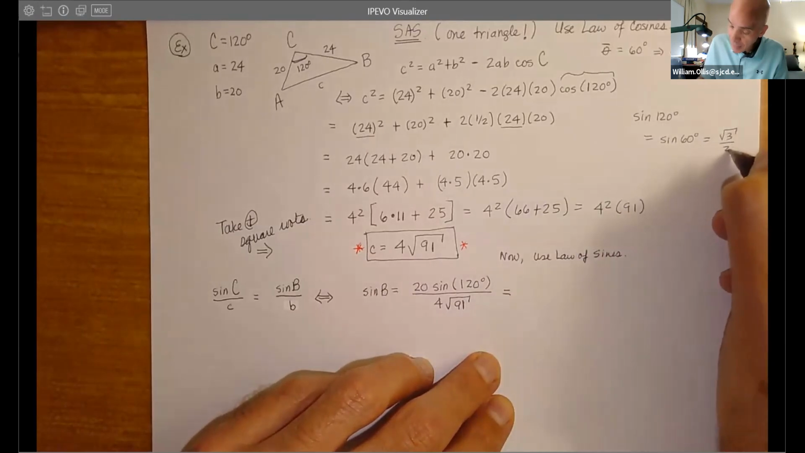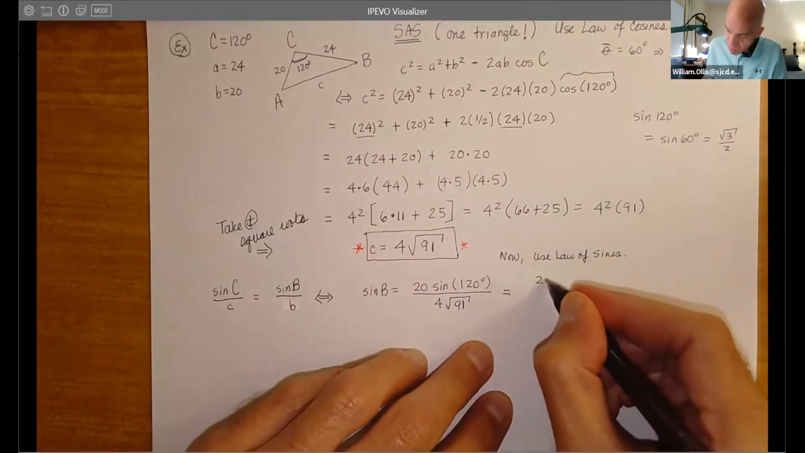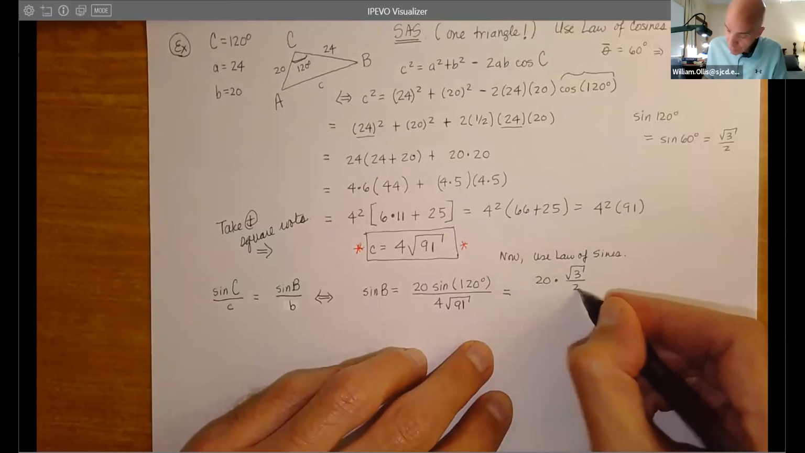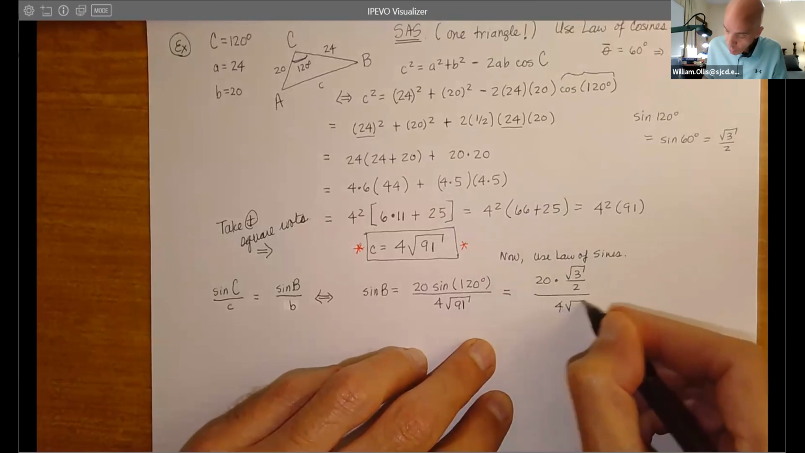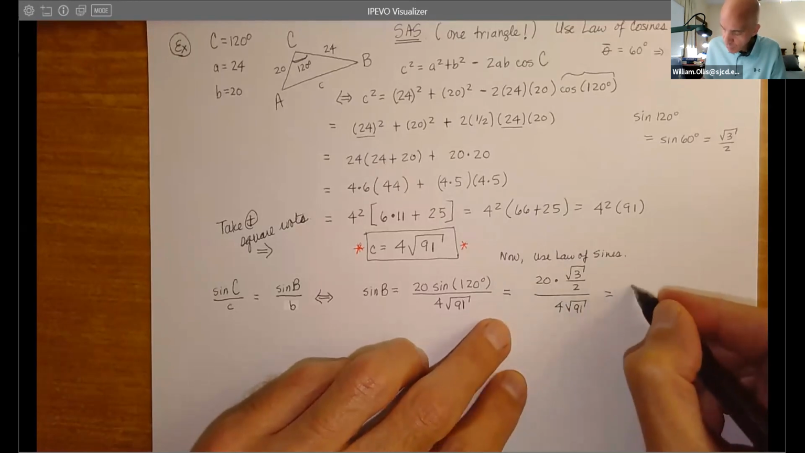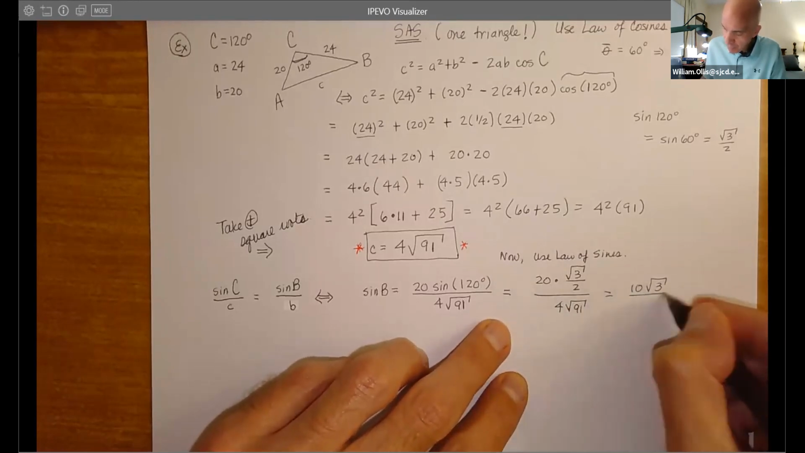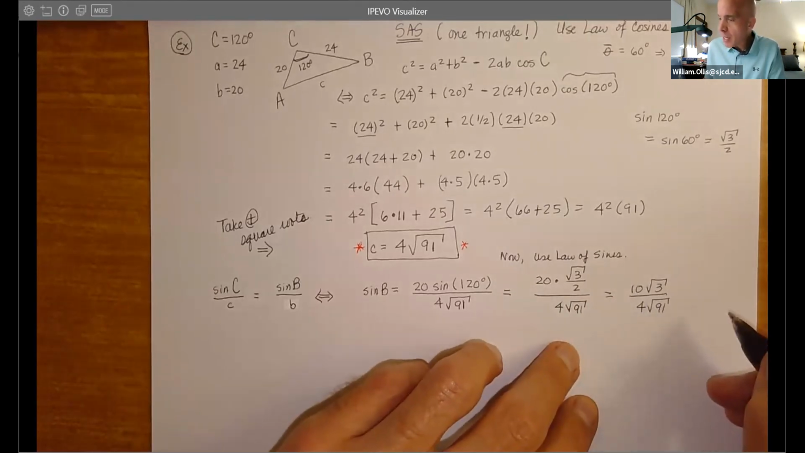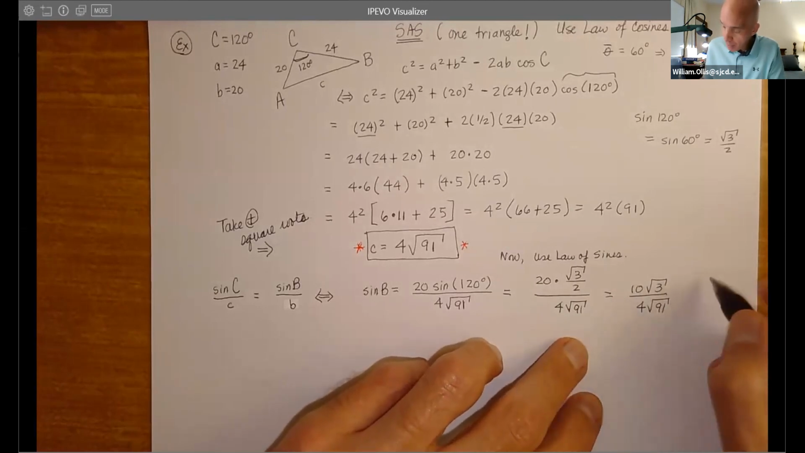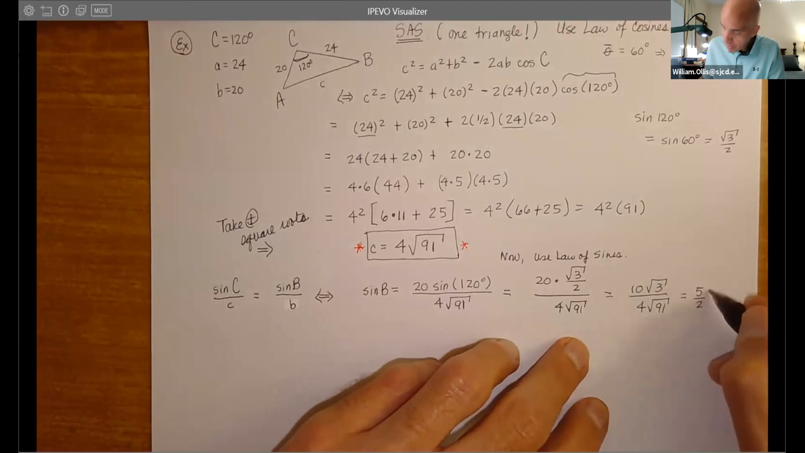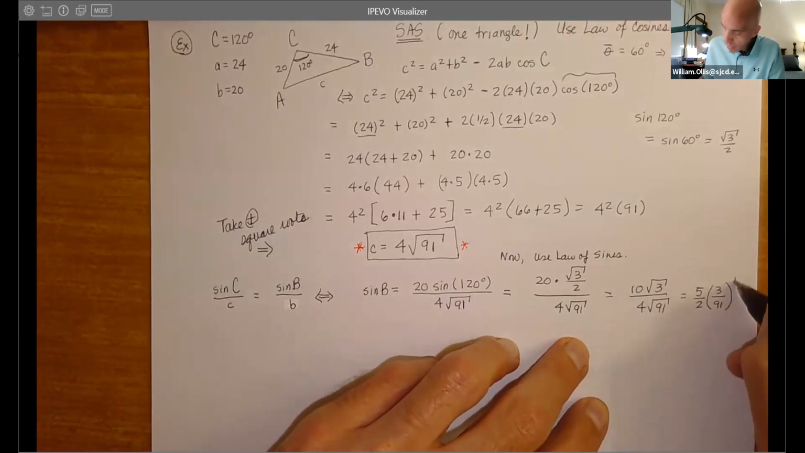So we have all these exactly. So this is 20 times the square root of 3 divided by 2, over 4 times the square root of 91. And of course, the 2 absorbs here. So in this case, we've got 10 root 3 over 4 square root 91. And then, of course, this will go one more step. If we want to go ahead and reduce this, that'll be 5 halves. So we can write this as 5 halves, and then put this under one umbrella, 3 over 91 to the 1/2.